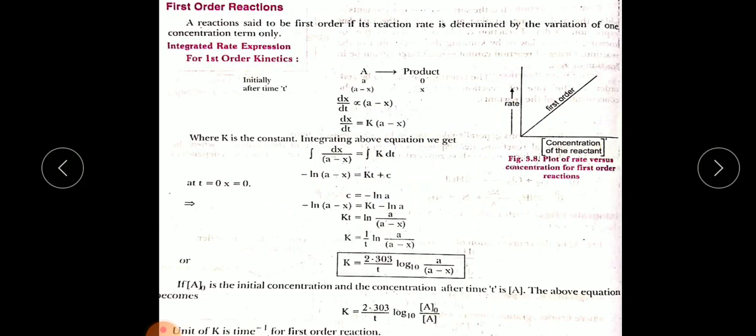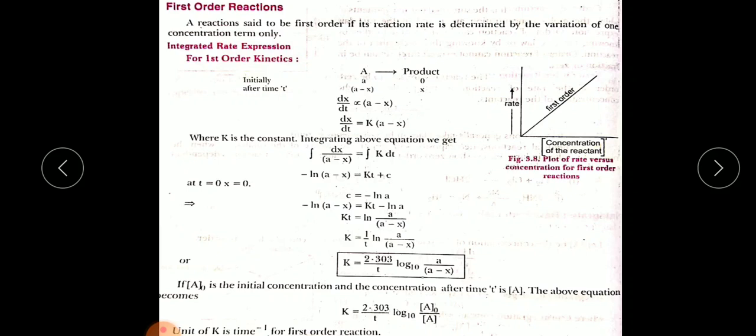Now, first order reaction. A reaction is said to be first order if its reaction rate is determined by the variation of one concentration term only. So order of reaction can be called first order if the rate of the reaction depends on one concentration term, that we call first order reaction. Now we'll derive the expression for it, the integrated rate expression.